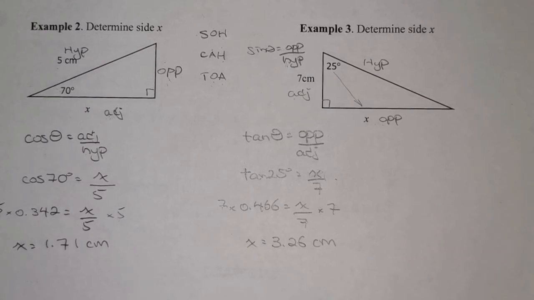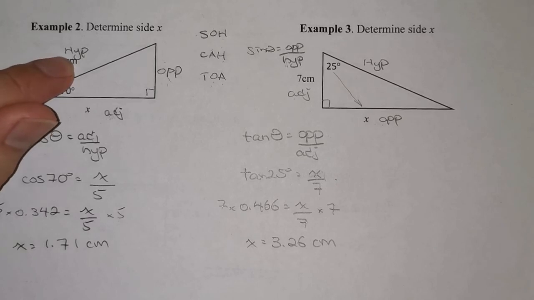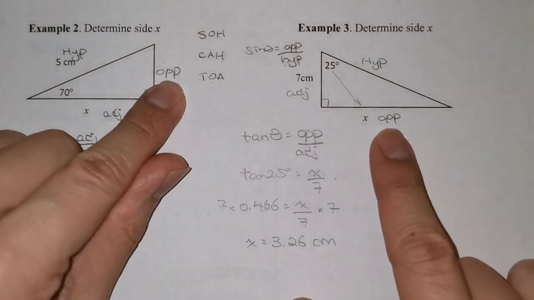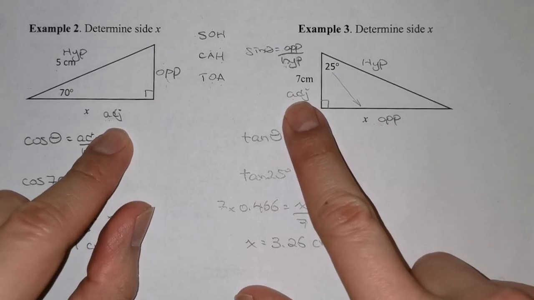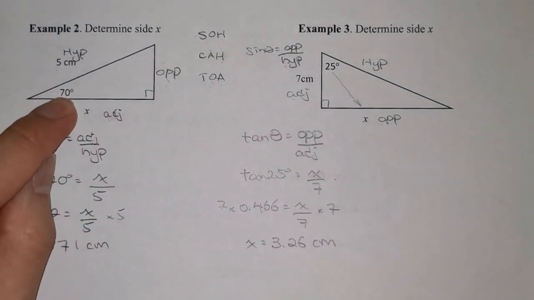Okay, so there we go. The first thing you want to do before starting any of these trigonometry problems, figure out which side is your hypotenuse, which side is your opposite, which side is your adjacent. And that all depends on the angle that you're given and the angle that you're working with.